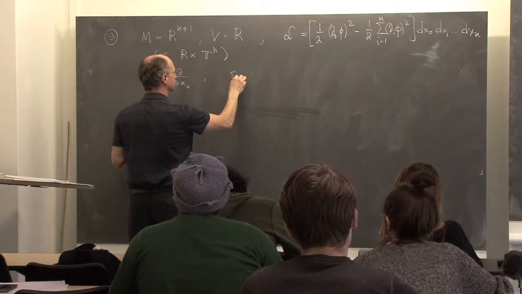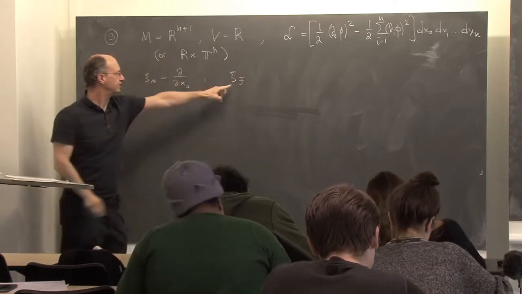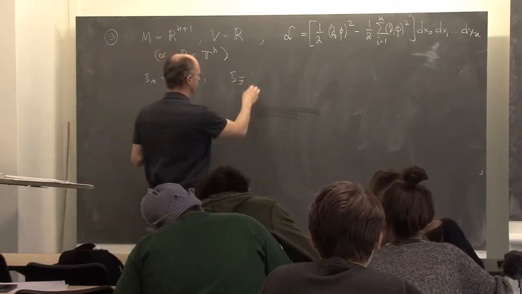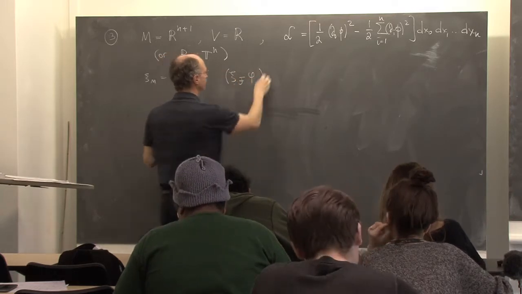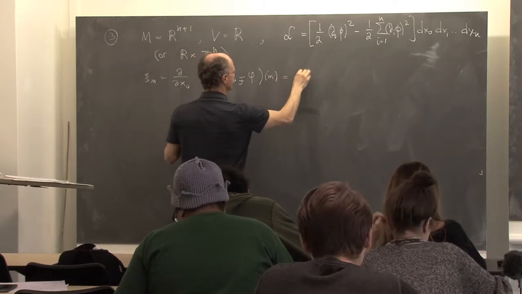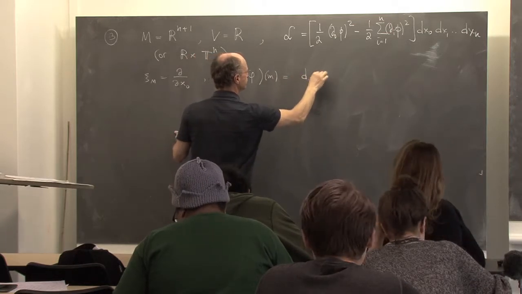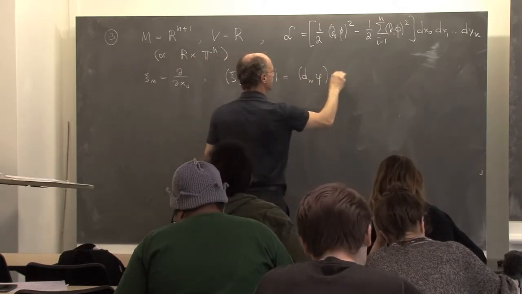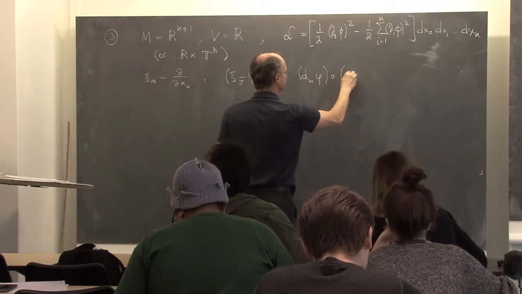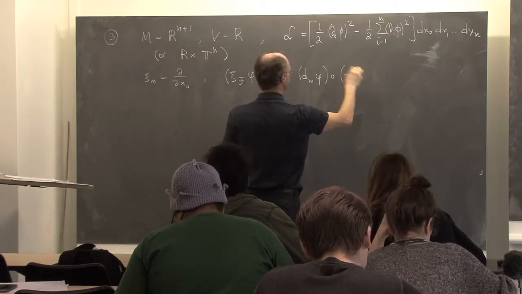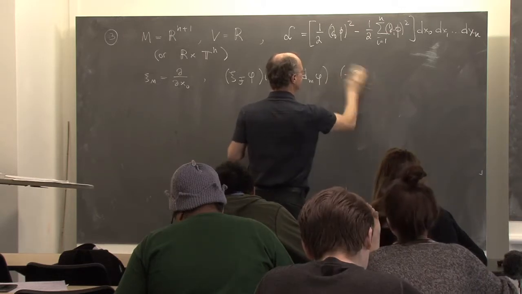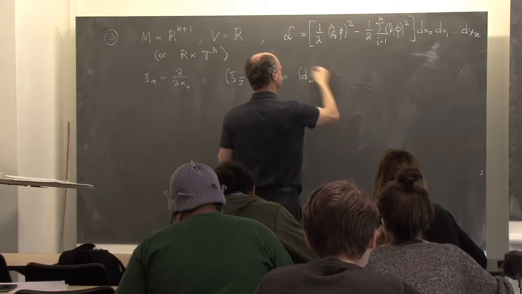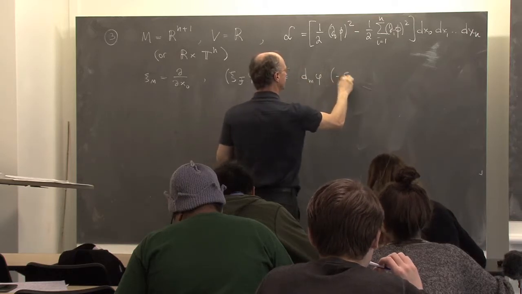So the corresponding vector field on the space of fields. Let me recall the formula. The general formula was dm phi composed with minus psi, or computed on minus psi m.